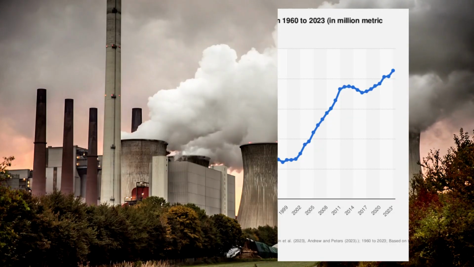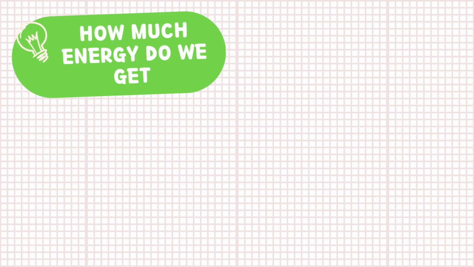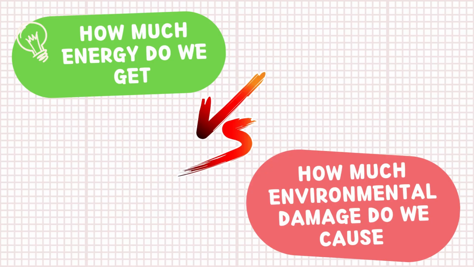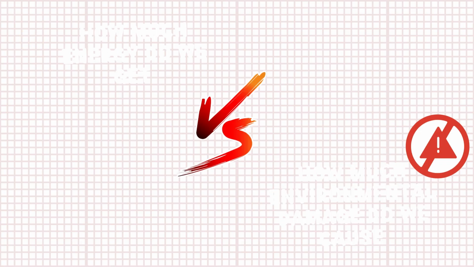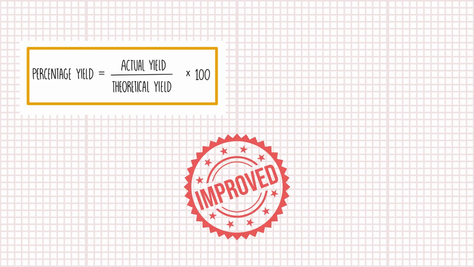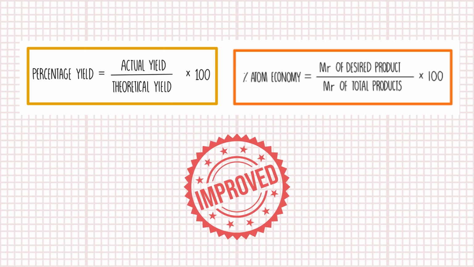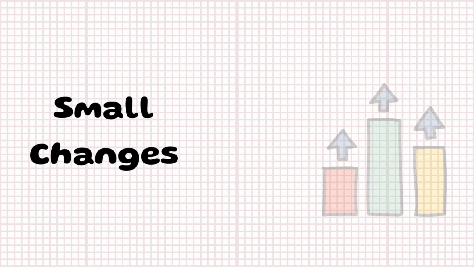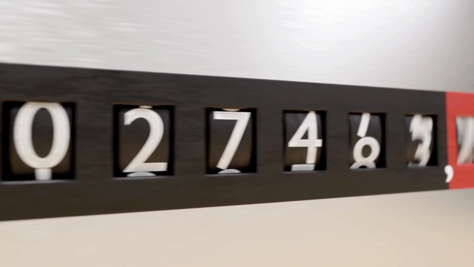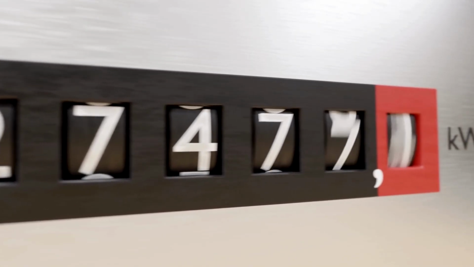So this raises a key question. How much energy do we get versus how much environmental damage do we cause? Improving percentage yield and atom economy could reduce waste and emissions on a global scale. Even small changes have big impacts when scaled to China's consumption.